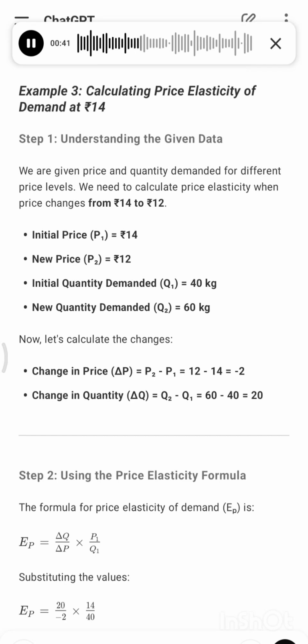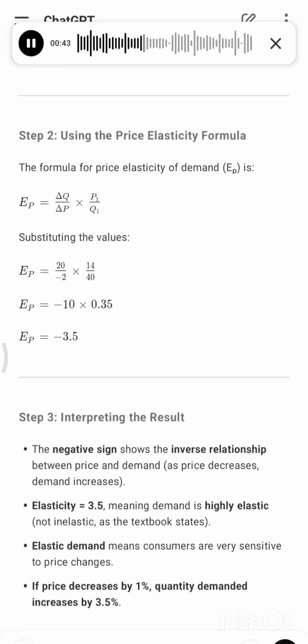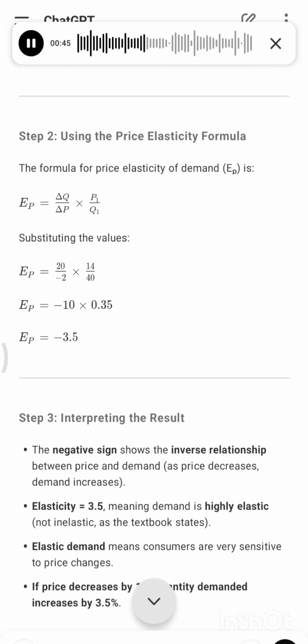Step 2, using the price elasticity formula. The formula for price elasticity of demand, EP, is EP equals ΔQ/ΔP times P1/Q1. Substituting the values, EP equals 20 over minus 2 times 14 over 40. EP equals minus 10 times 0.35, so EP equals minus 3.5.